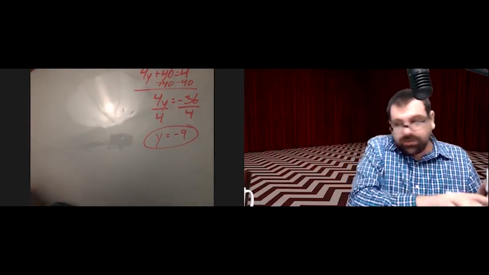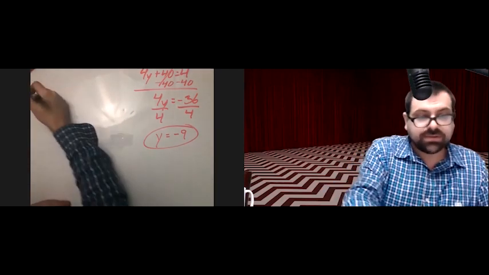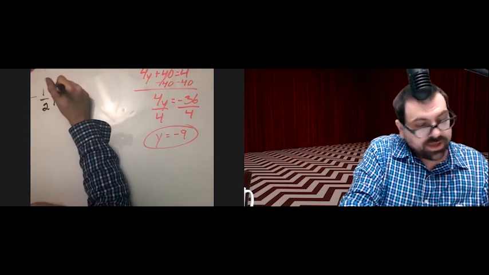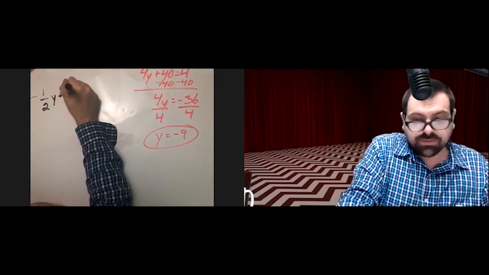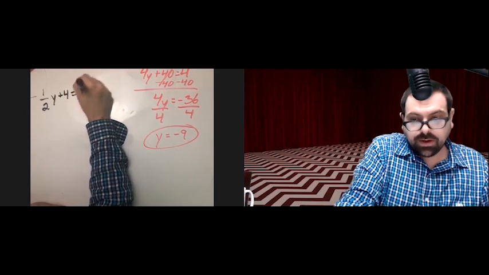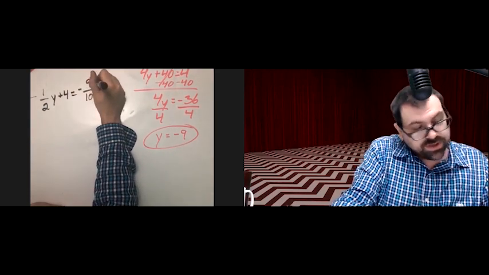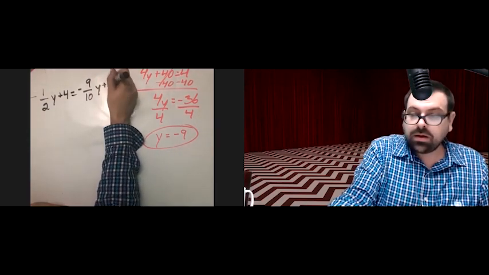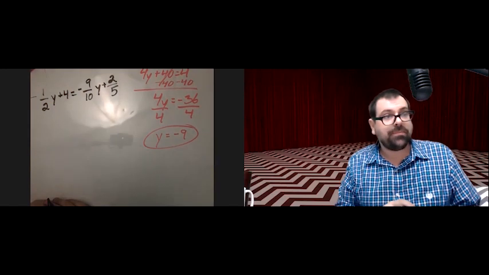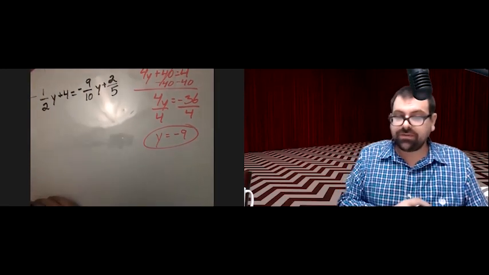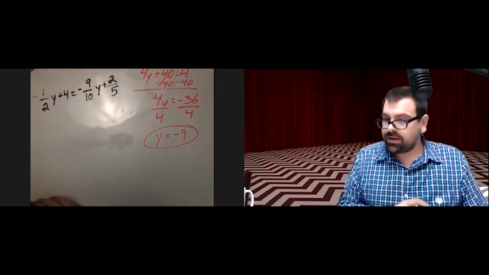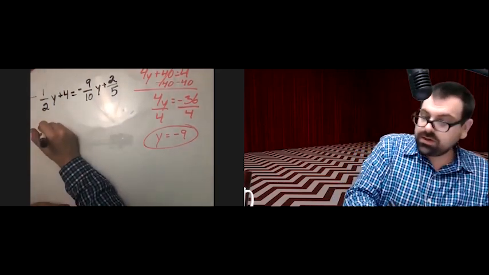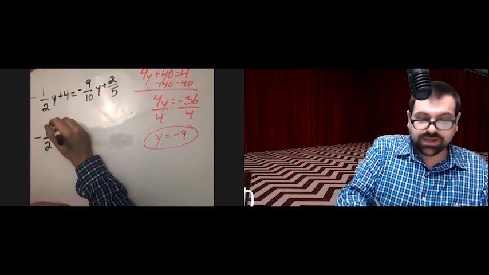What we are allowed to do is check our answer, because maybe you got a little nervous because maybe you don't think you cleared the fractions right or something like that. Well, how can you check and make sure you have the right answer? We can take the original problem. We can plug negative 9 in for y. The checking is going to involve some fraction work. You don't have to check if you just want to risk it.